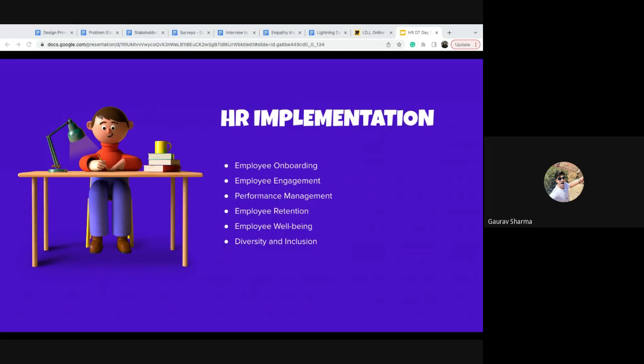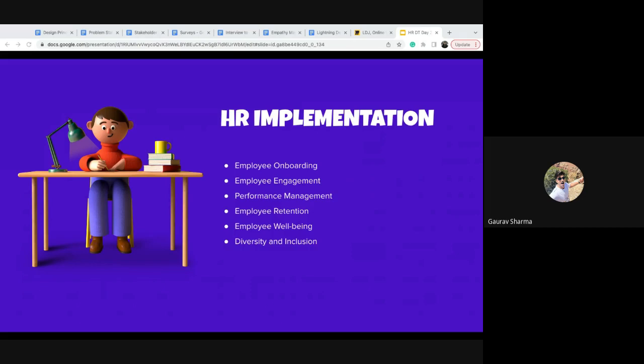Now, there are these areas that we've listed down as employee onboarding, employee engagement, performance management, employee retention, well-being, as well as diversity and inclusion, right? Now, let's understand each of these and understand what the problem is and how design thinking can help you with the solution. Let's take the first one, employee onboarding.